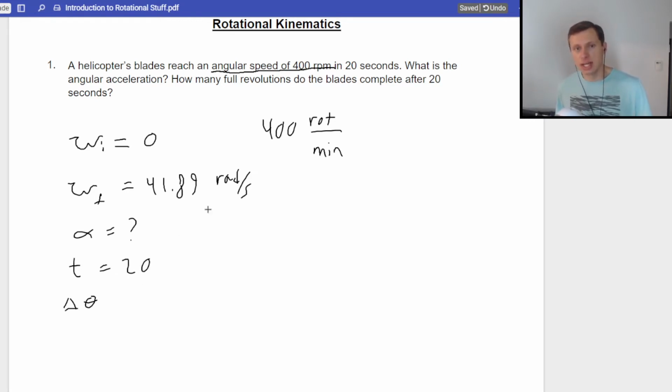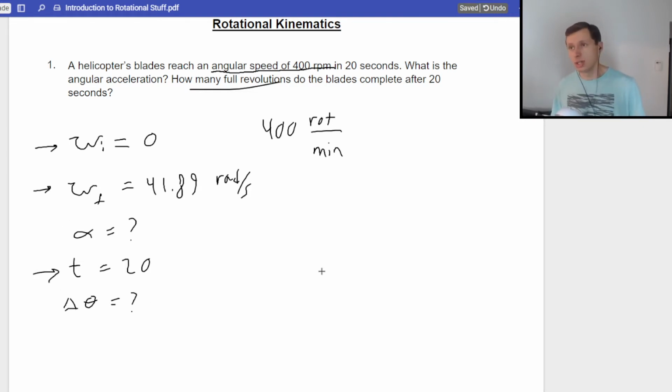And delta theta, how many full revolutions do the blades complete after 20 seconds? So there's two questions I'm being asked to solve for. First, I'm going to find alpha, then I'll find delta theta, which is the other part. So if I want to find alpha, notice I do have 3 of my 5 variables: 1, 2, 3. It means there is an equation I can plug into.